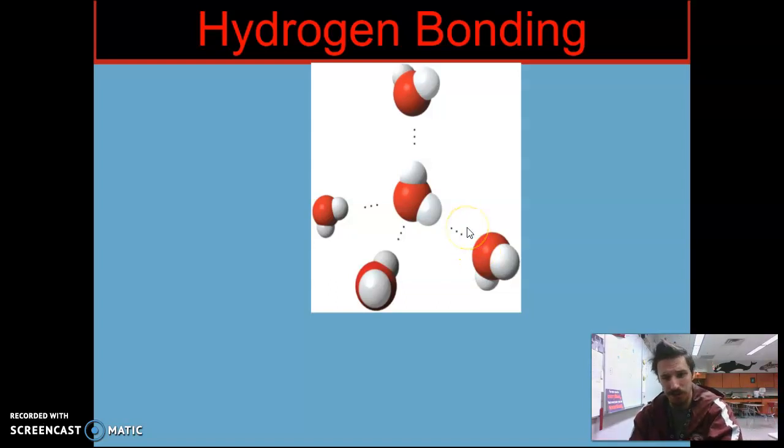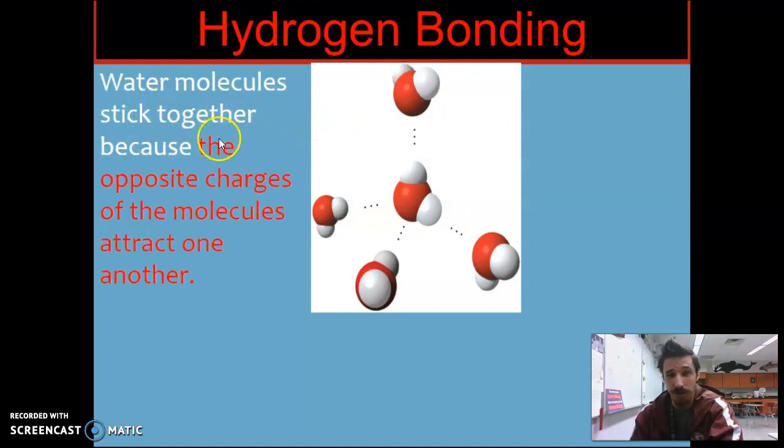All right, this is actually our last bond that we're going to talk about. This bond, we use water as an example, and it's pretty simple. We call it a hydrogen bond. Now, water molecules stick together because of the opposite charges of the molecules, right? The positive end of one water molecule, which is hydrogen, will be attracted, because opposites attract, to the negative end of another water molecule with the oxygen. And we can see that happening here.